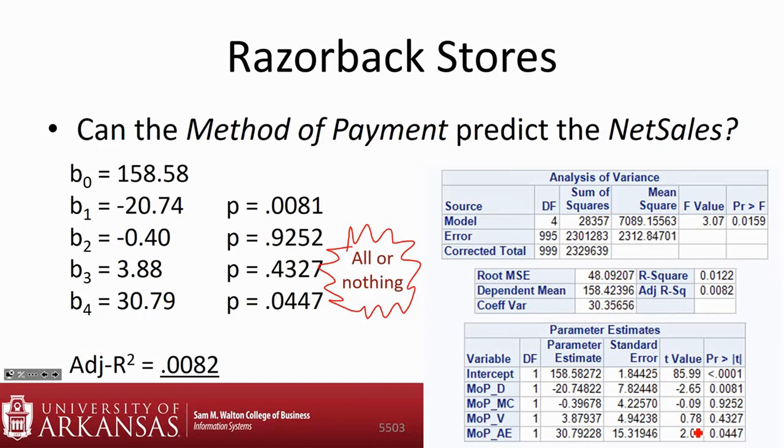So this is the method of payment variable. Now we had to break it apart to make the linear regression work, but ultimately it is one variable, method of payment. So you either include the method of payment or you don't include the method of payment, but you can't pick and choose. This is like the hard piece. SAS doesn't know the difference. It just sees it as a continuous variable and it just goes with it. But for us, we know the method of payment is one variable, and we either get it all or nothing.